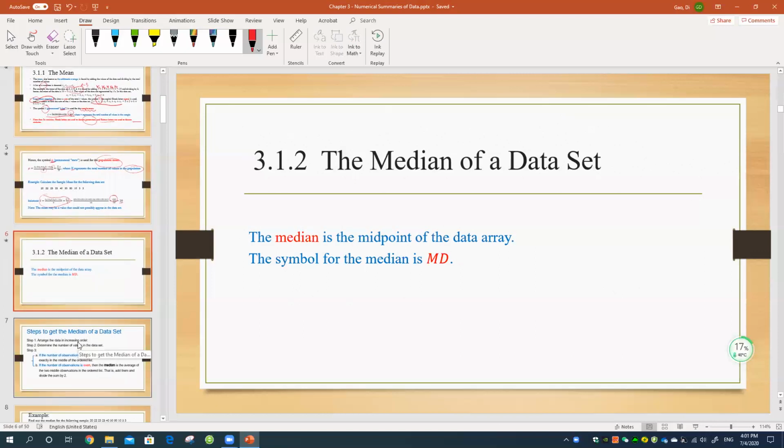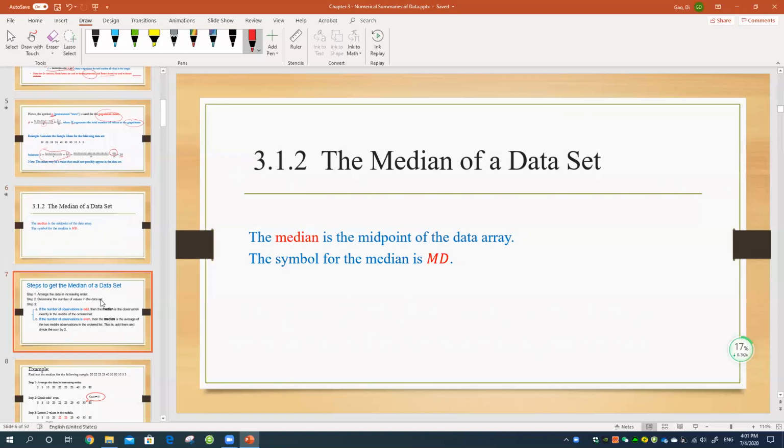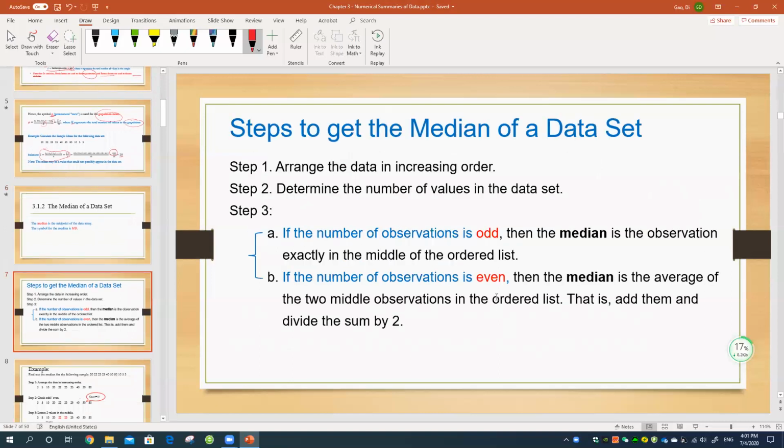Since it's just the midpoint, it's kind of straightforward. We're first going to arrange the data in increasing order. That's going to be the first step. And then the second step is to determine the number of values in the data set.